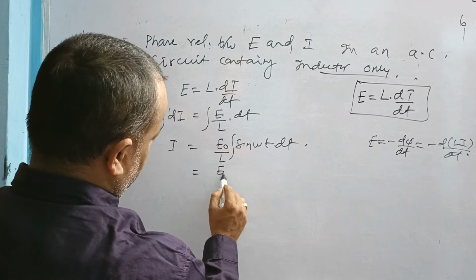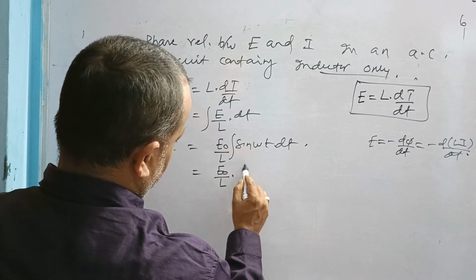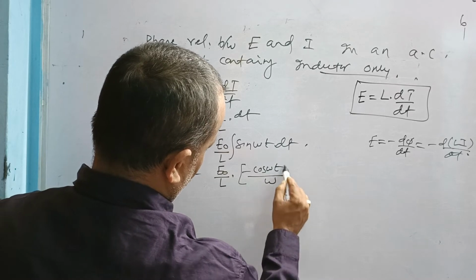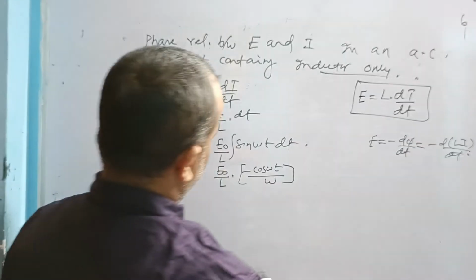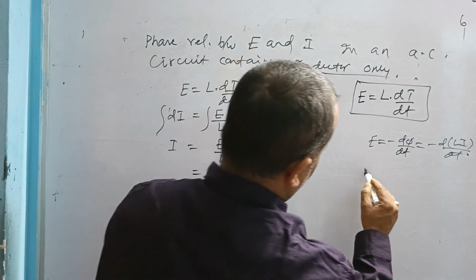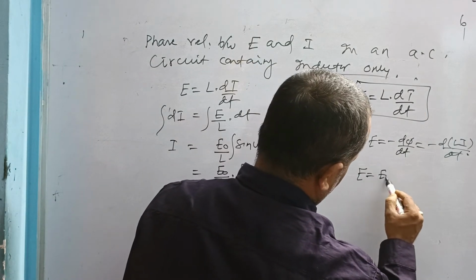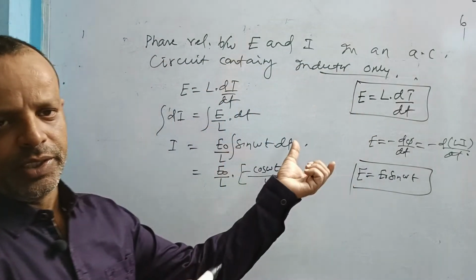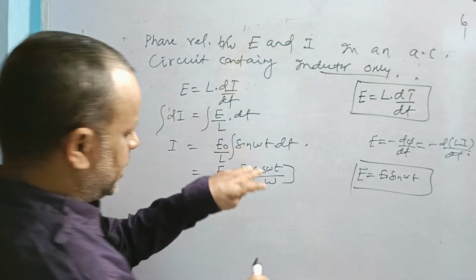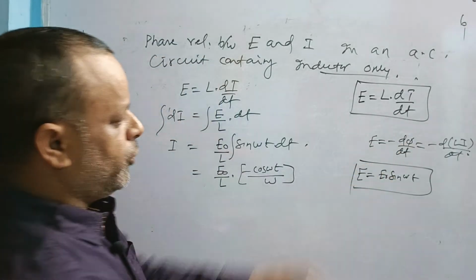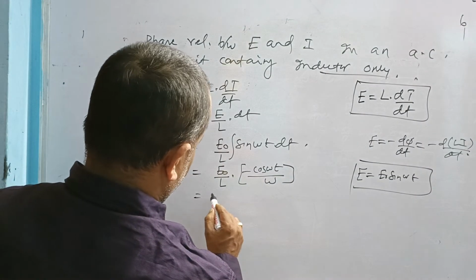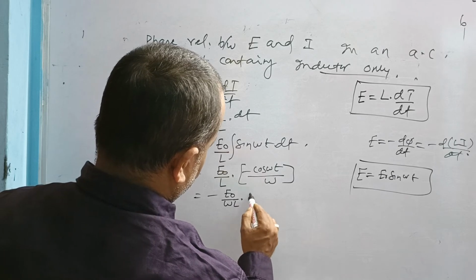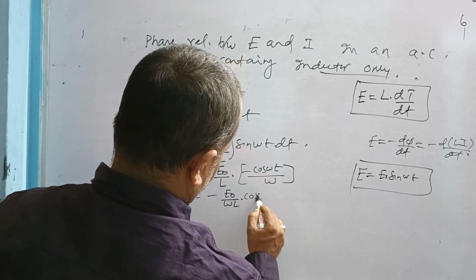While we integrate it out, it is coming out to be what? It is coming out to be minus cos omega t upon omega. So we know that EMF is written in terms of E naught sine omega t, and to compare the current with it, what we have to do? We have to convert this formula in the form of sine omega t. So what we have, this is E naught, this is omega L, this is cos omega t.